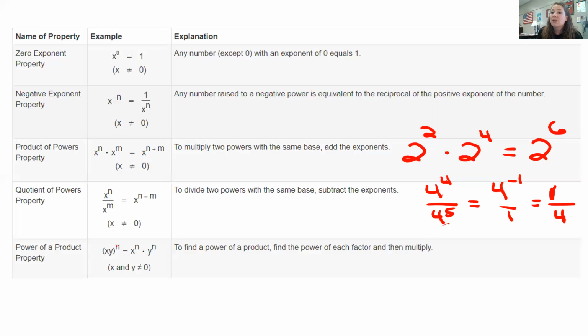So power of a product. If you have anything raised to an exponent, like even if you have 2 to the 4th times m to the 2nd, raised to the power of 3, then everything in the parentheses gets multiplied. Every exponent in the parentheses gets multiplied by 3. So 4 times 3 is 12. So 2 to the 12th times m to the 6th. That's power of a product.